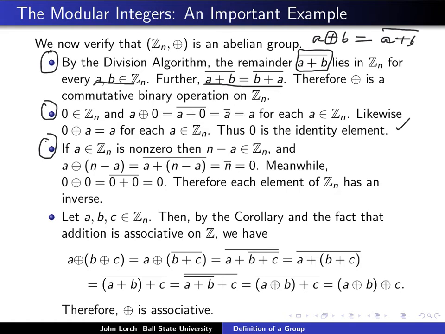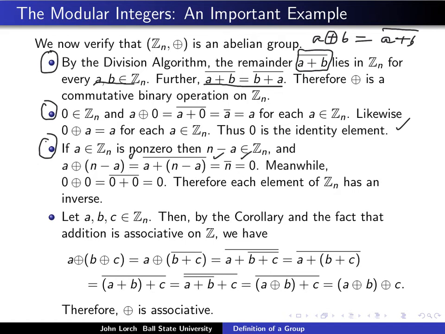And there are 2 cases, essentially, to check. So first of all, let's suppose we start with an element in Zn that's non-zero. Then if we take n minus that element, that, again, is going to be something in Z sub n. And if you add them together in Z sub n, like here, what you wind up with is 0, which is exactly what we wanted.